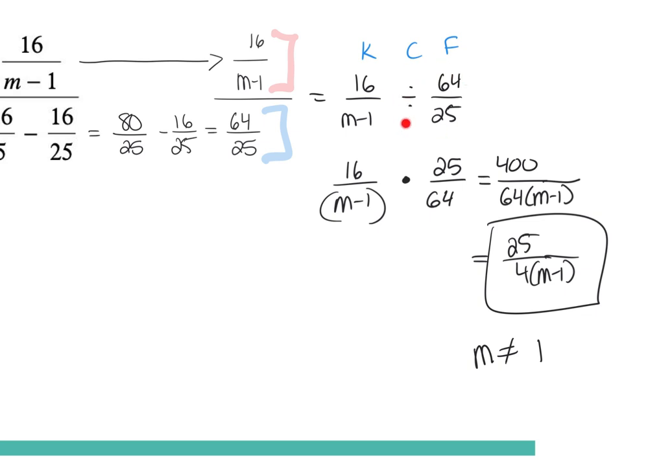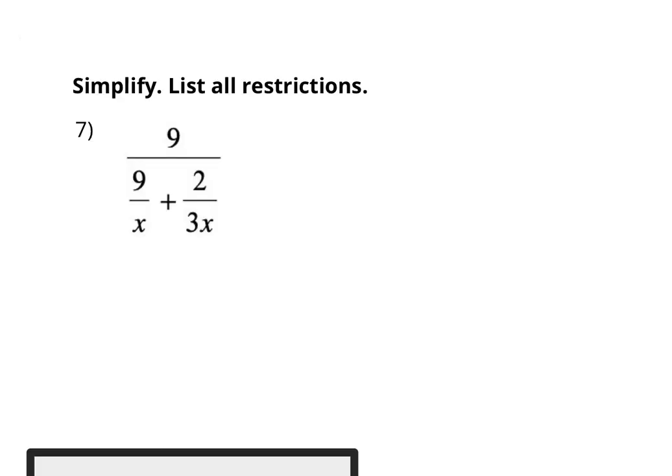And looking at the entire thing that was doing the dividing, that's 64 over 25, there's no m in that, is there? So we don't have to worry about that. If there was an m here, I'd have to factor in that, oh, it can't be 0 either. Because if it was like 25m, then that would also make it fail. Okay? So making sure we check all the spots that are denominators, not just the answer denominator. Okay? Let's try this guy. So we have 9 over x plus 2 over 3x.